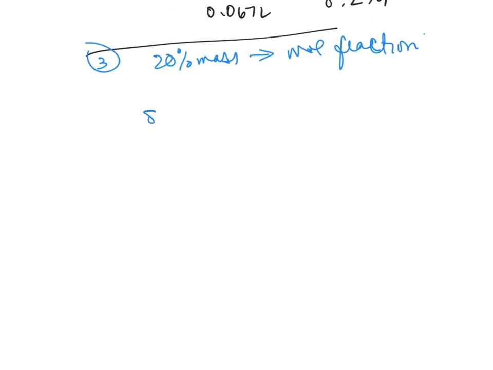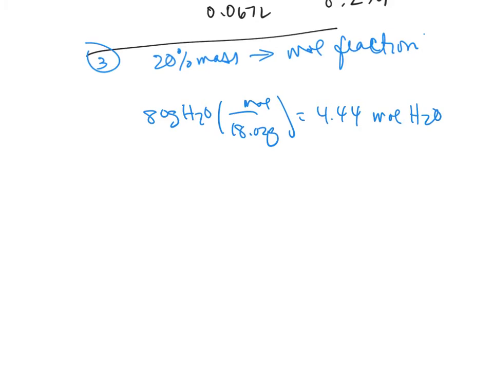Okay, and you got 80 grams of water. Go to moles, 18.02 grams per mole, 4.44 moles H2O. And you got it all then. You got 0.549 of the moles of the HCl.